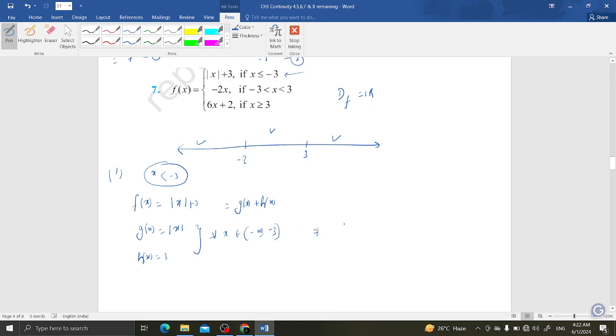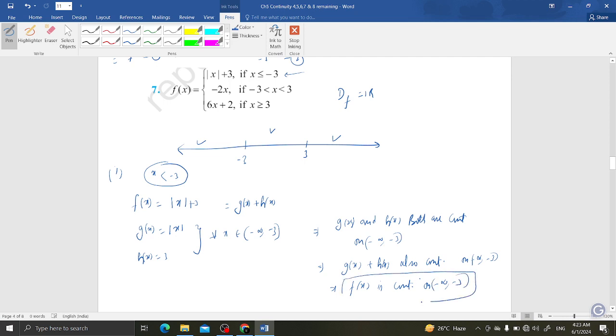Okay, so here we can say mod x, f(x), g(x) and h(x) both are continuous on minus infinity to minus 3, which implies that their algebra g(x) plus h(x) is also continuous on minus infinity to open minus 3, which implies that f(x) is continuous on minus infinity to minus 3.